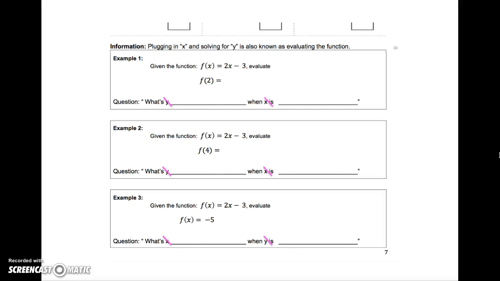All right, so let's begin. When you're asked to evaluate a function, the key word there is value. You're trying to find a particular value. So in this first example, we're given this same function as before, f of x equals 2x minus 3, and we're asked to evaluate it at f of 2. We read this as f of 2. So notice how we substituted the x with a 2. We're going to do that same thing over here. So essentially what we're asking ourselves, this is our question, what's y when x is equal to 2?